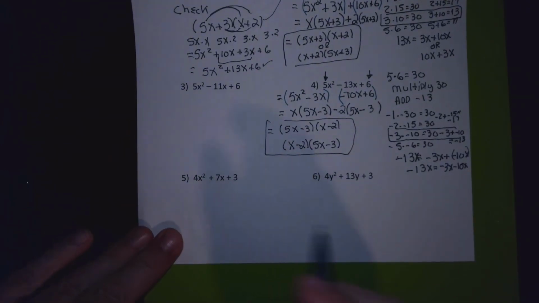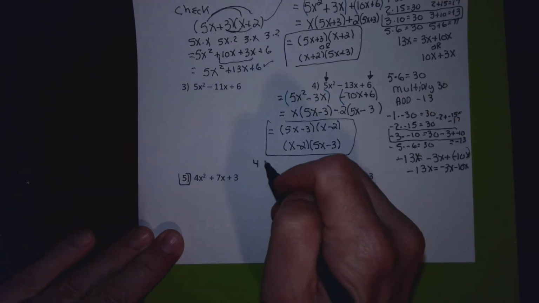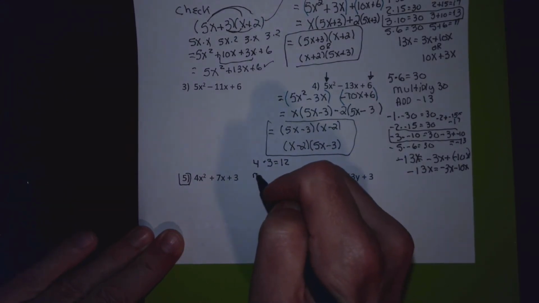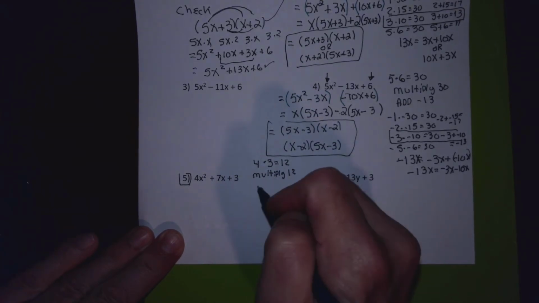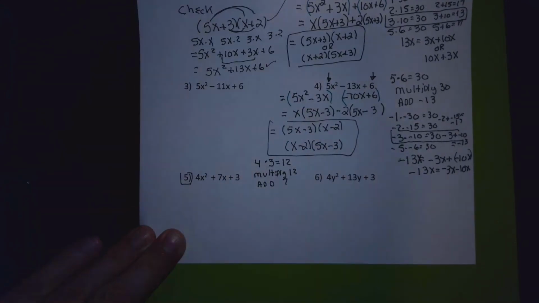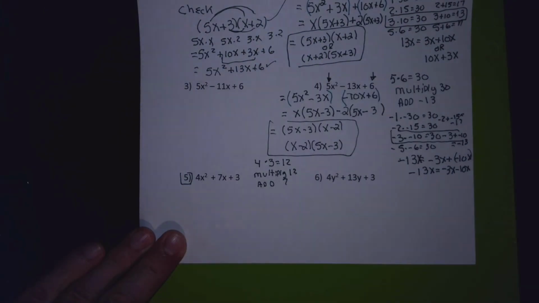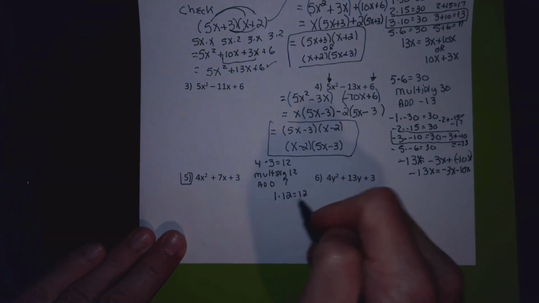So in problem 5, I'm going to start off by multiplying the lead coefficient 4 times the constant 3 and get a 12. So I'm going to search for numbers that multiply to 12, and they have to add to 7. And this is the easiest row of my template. The numbers need to be plus and plus. And in terms of numbers that multiply to 12, they're 1 and 12, 2 and 6, or 3 and 4. So my choices are 1 times 12, that's plus plus and multiplies to 12.